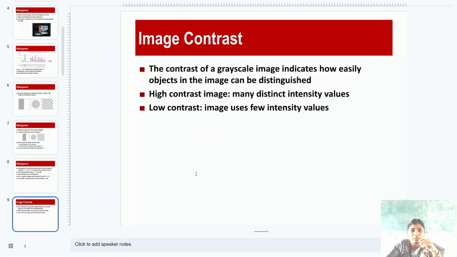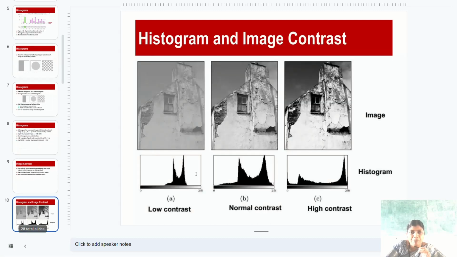Image contrast of a grayscale image indicates how easily objects in the image can be distinguished. There are two levels: one is high contrast level and another is low contrast level. High contrast level means your intensity values will be high, with many distinct values. Low contrast level means only a few intensity values will be available.